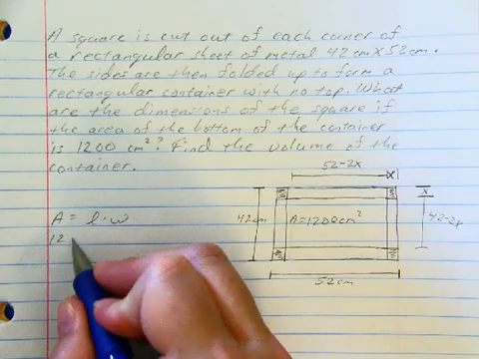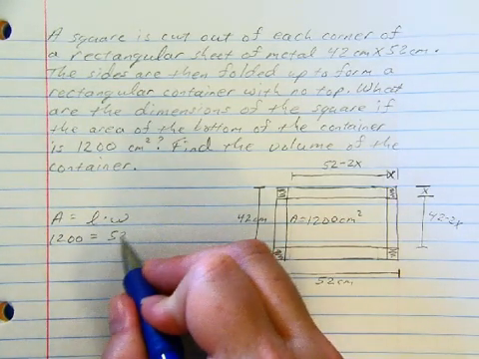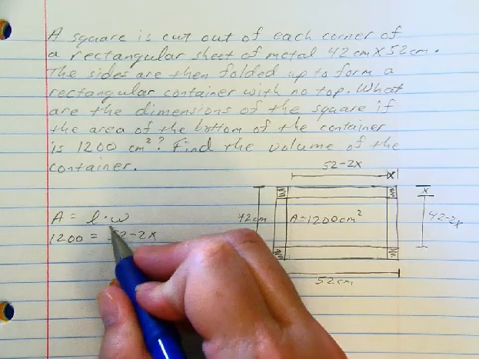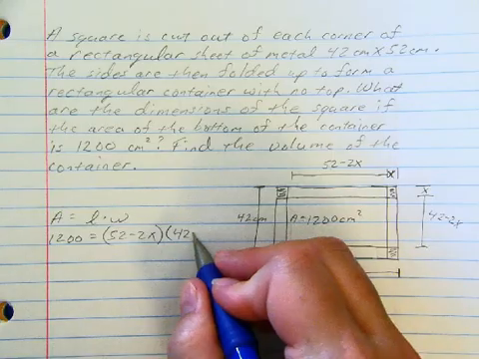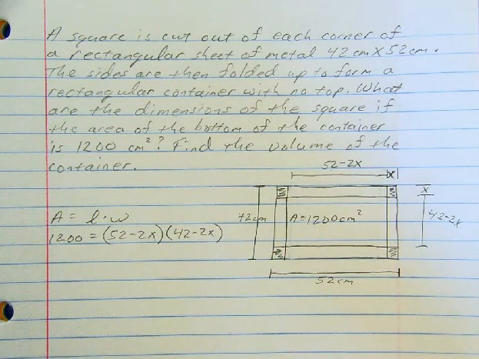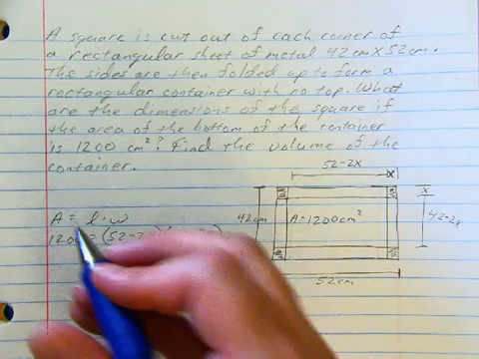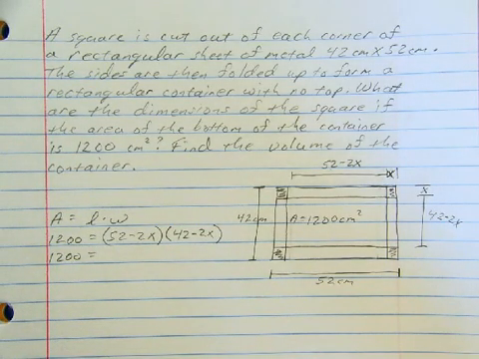So we're going to go 1,200 equals 52 minus 2x times 42 minus 2x. Okay, so we're going to go ahead and multiply this out. So using the FOIL method, we get 1200 equals first times first.